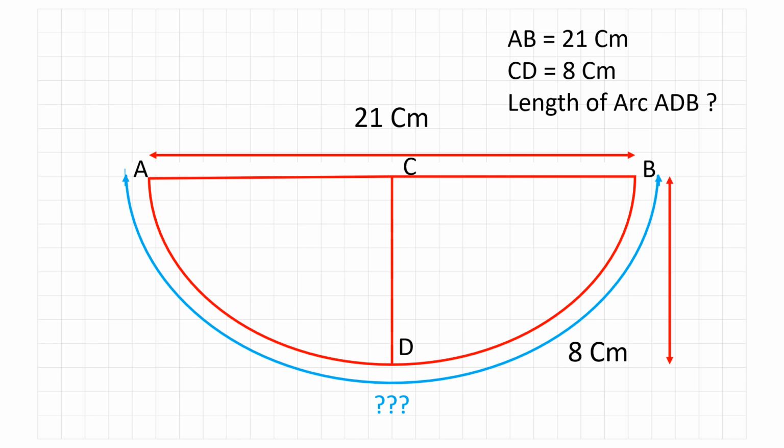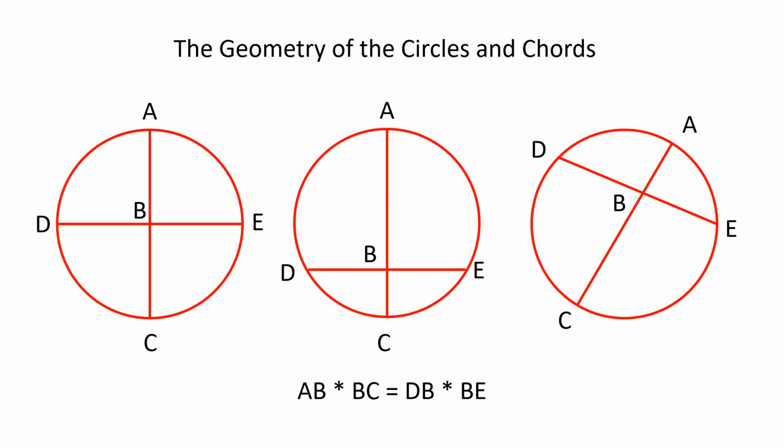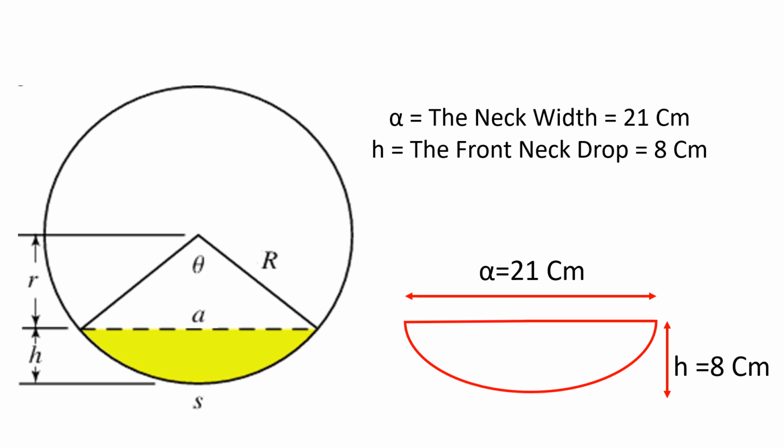There are 3 different ways to find the value of radius, but we will discuss only 2, as the third one is more complex. The remaining 2 methods are: one is using the Pythagoras theorem. The other uses the geometry of circles and chords. As per Pythagoras theorem, if you look at the illustration, alpha is equal to the neck width, which is equal to 21 centimeters, and h is equal to the front neck drop, and this is equal to 8 centimeters. To use the Pythagoras theorem, we need to create a right-angled triangle.